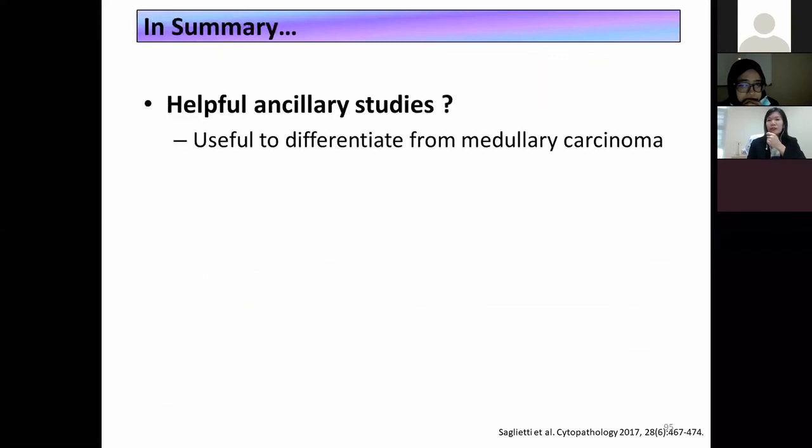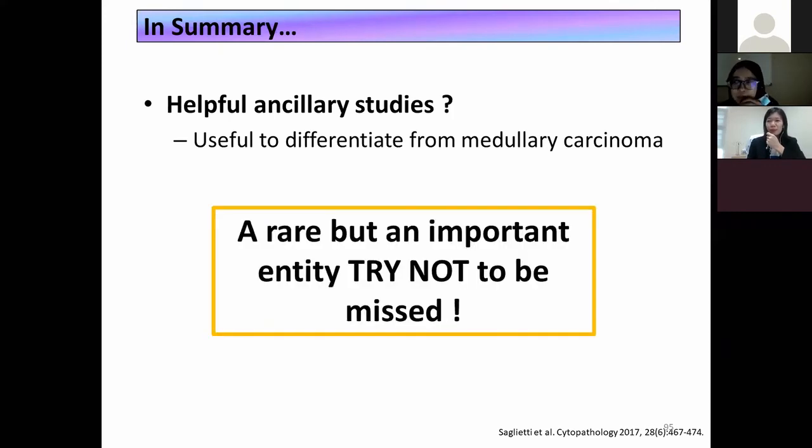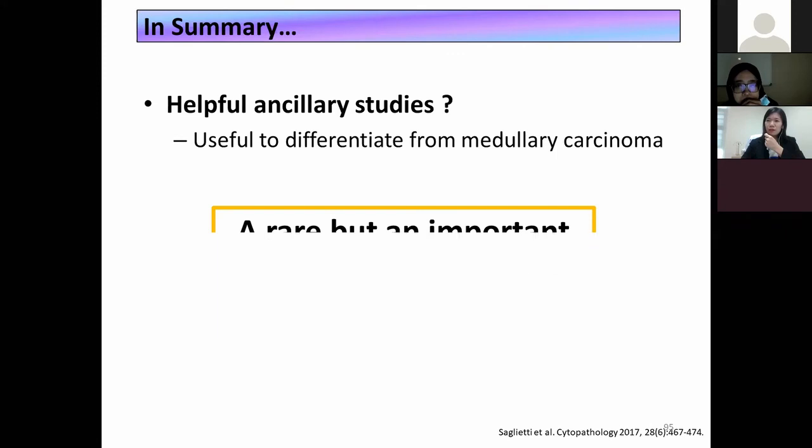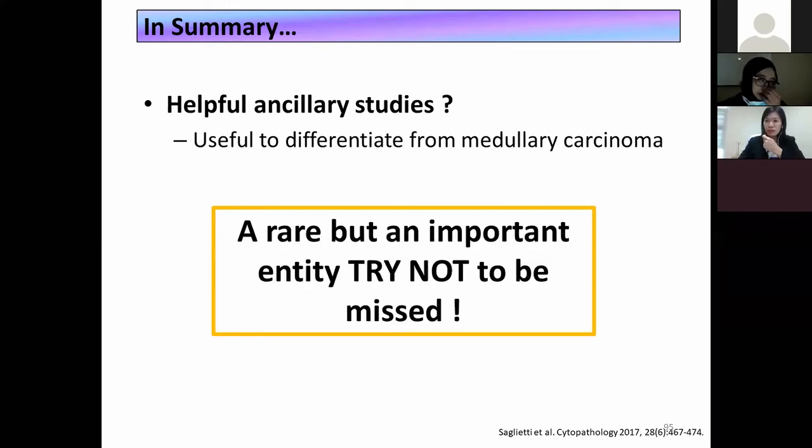All right. You may ask, are there any helpful ancillary studies? So far, there's none, except that you want to rule out medullary thyroid carcinoma. So this is the take-home message: a rare but very important entity. Try not to miss it. Sometimes cytology is quite difficult, but we try not to miss this entity because the most we can do is to categorize them as category 5, rather than 4, because the implication is different, as the patient will undergo a second surgery.